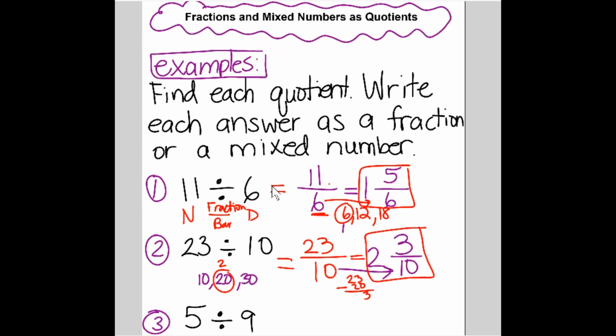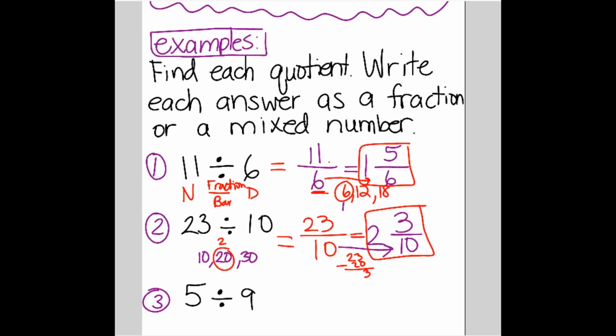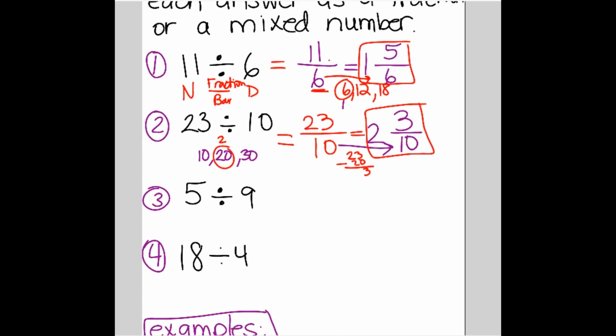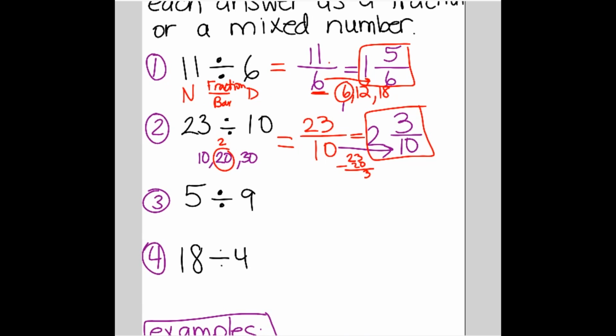All right, let's go to our third example. Our third example says 5 divided by 9. So that is going to give me 5 up top, my fraction bar, and then 9 on the bottom. Is this an improper fraction? No. The way that we know it is not improper is because the numerator is smaller than the denominator. Since the numerator is smaller than the denominator, it is not improper. And now we can just see if we can simplify.